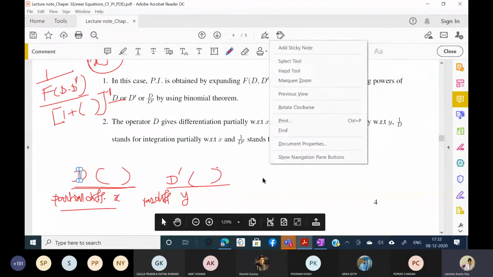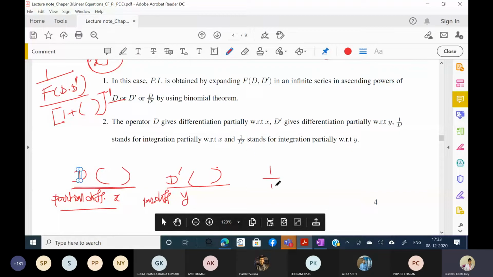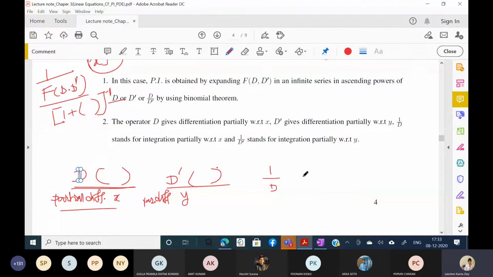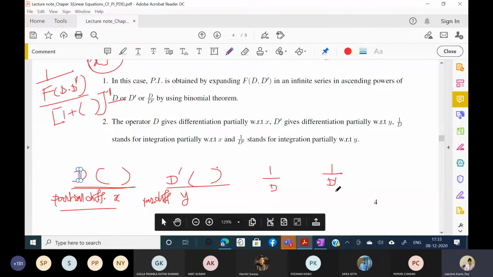1 by D, I already told you, means integrating with respect to x partially. 1 by D dash means integration with respect to y partially. So these things we have to apply after that. And sometimes, let us recall what it is.